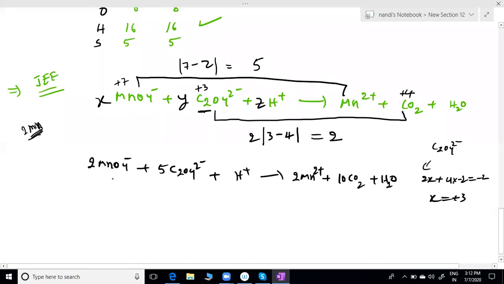Now find out how many oxygens are there on the left side and right side. 2 into 4 is 8, plus 5 into 4 is 20. Here 10 CO2 means 20 on the right, so 8 oxygens extra are there on the left. I can add 8 water molecules on the right side.